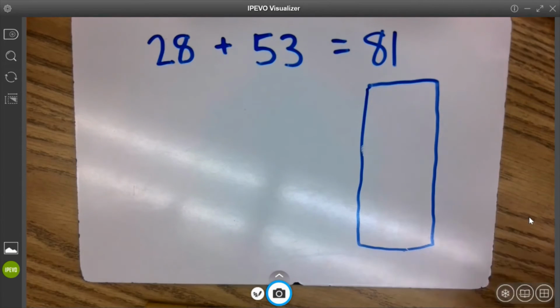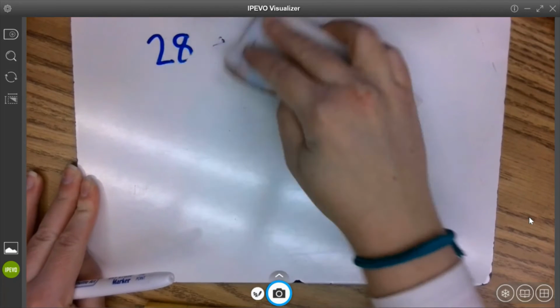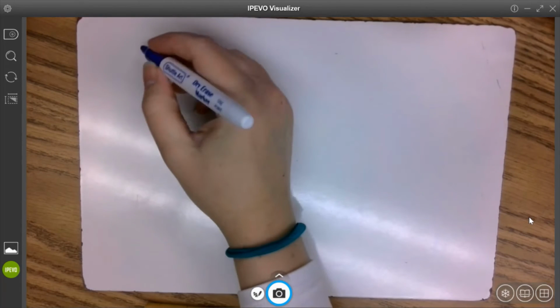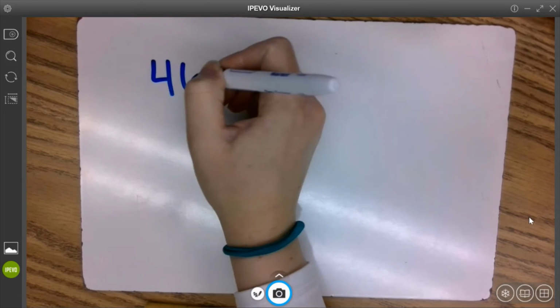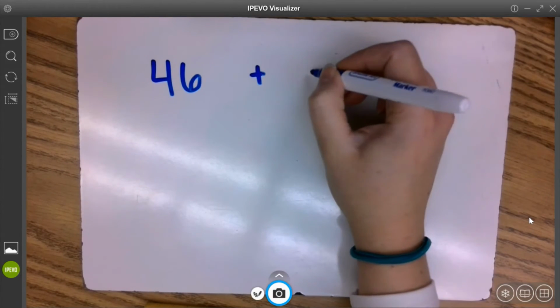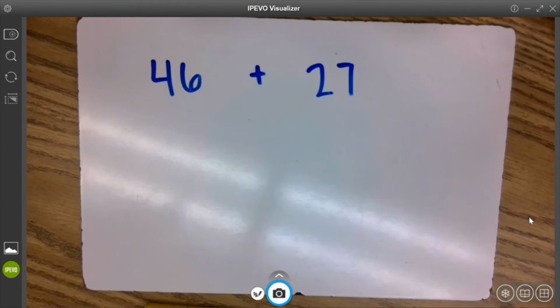And when we model and put together, we're able to see that. Let's look at another one. Let's do 46 plus 27. Okay. What does 46 mean?